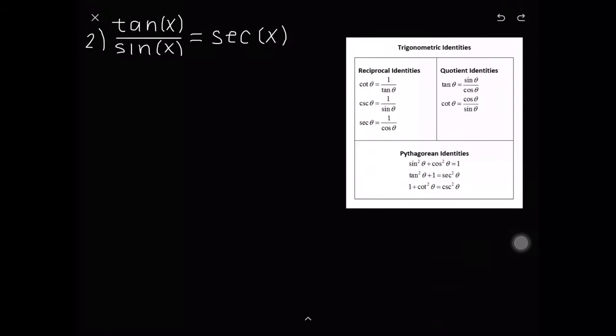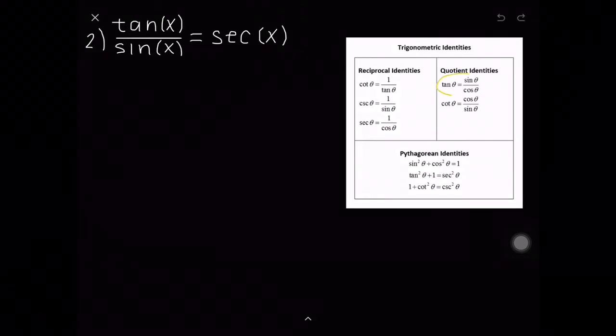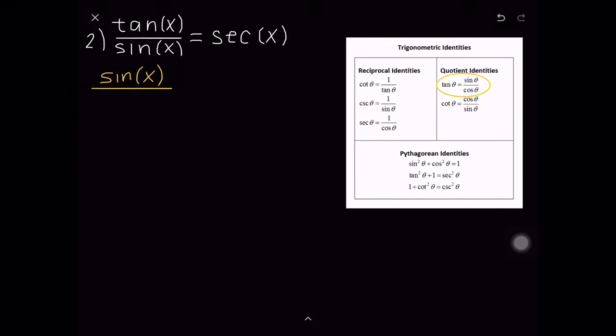This was a very easy example, so let's do another one. We need to prove that tangent of x over sine of x equals secant of x. Again, we are going to start on the left side, and we are expressing everything in terms of sine and cosine in order to simplify. So we will look for tangent of x in our trigonometric identities, and here we have tangent of x equals sine of x over cosine of x, which we are going to write in yellow.